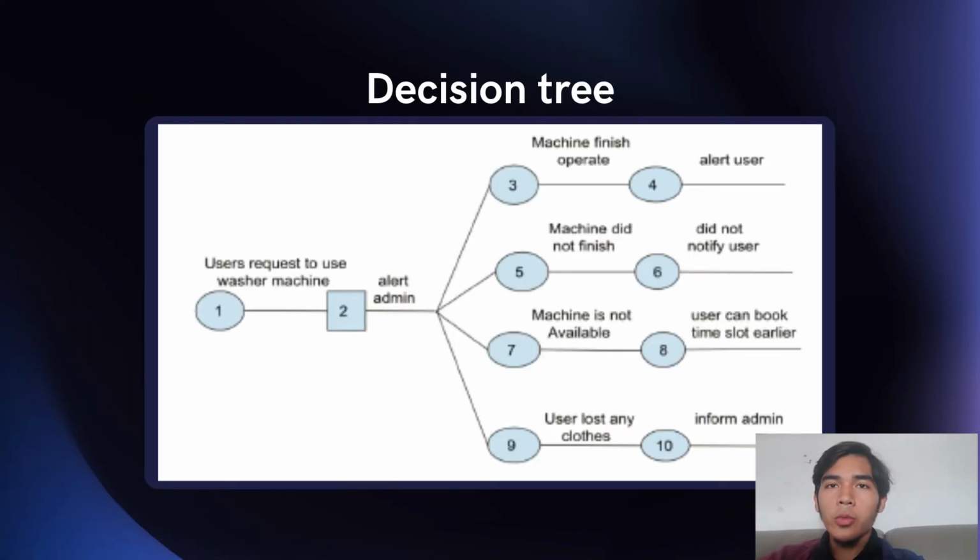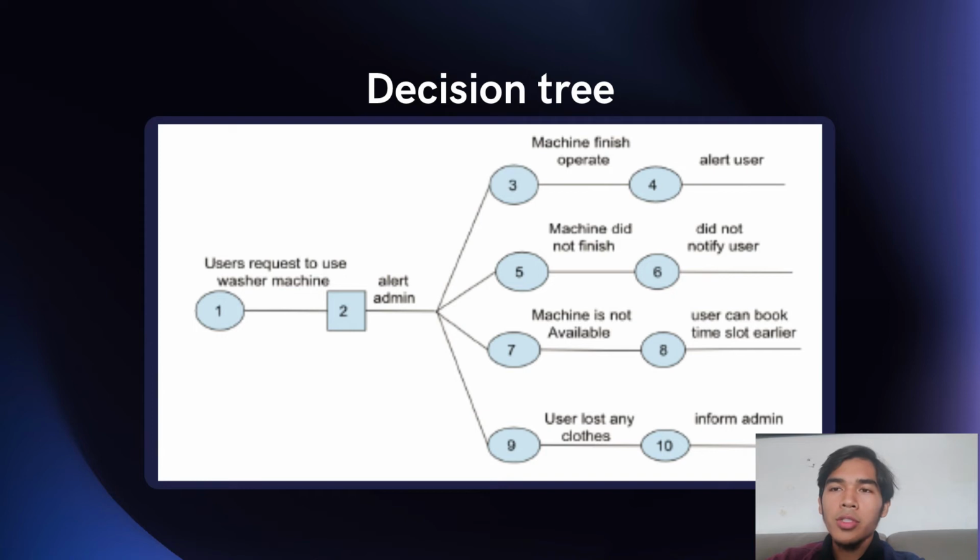Okay, third, we create a decision tree. This decision tree is based on the decision table we created before. For node number 1, user request to use washing machine. For node number 2, user alert admin. And for node number 3, machine finished operate. And for node number 4, alert user.